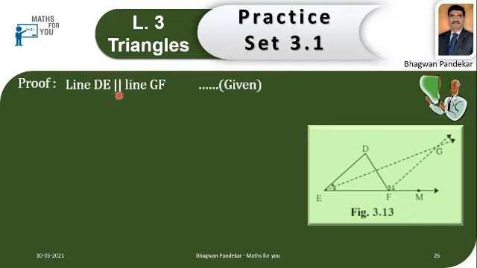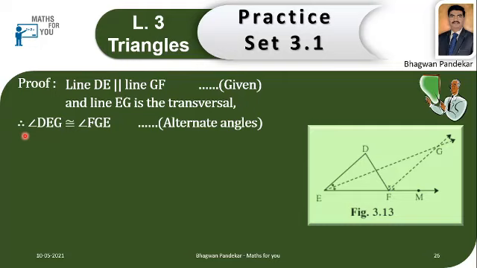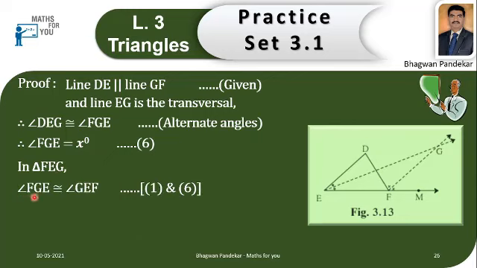Therefore, line DE parallel line GF given information and line EG is the transversal. Therefore, angle DEG congruent angle FGE. Reason is alternate angles. Therefore, angle FGE is equal to x degree. This is your equation number 6. In triangle FEG, angle FGE congruent angle GEF, from equation first and 6. EF is equal to FG. Reason is isosceles triangle theorem. Hence the proof.